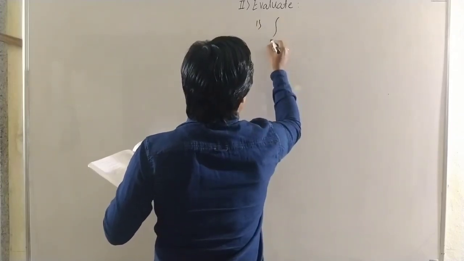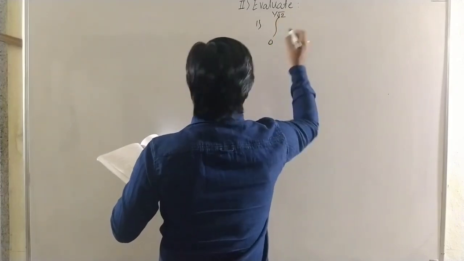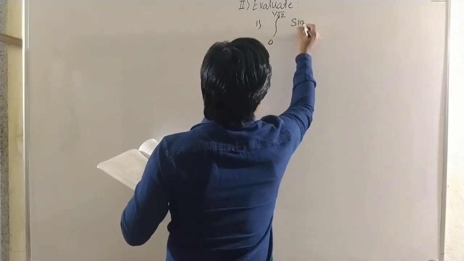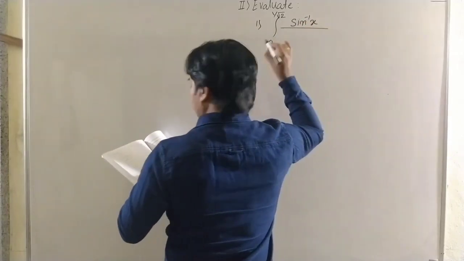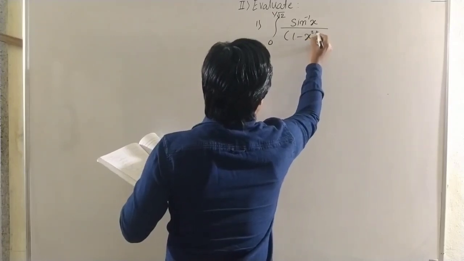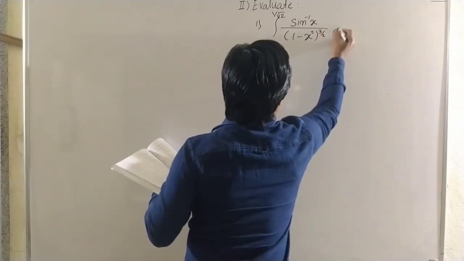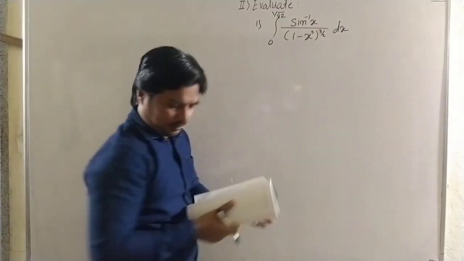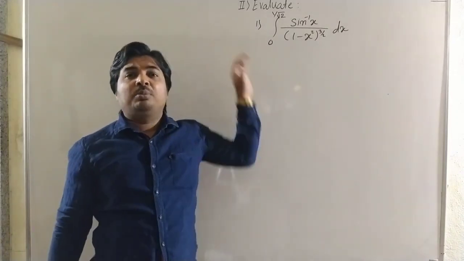Integral from 0 to 1 by root 2 of sine inverse x upon (1 minus x square) to the power 3 by 2 dx. Now, it is an example. Here, we know how to find the definite integral.